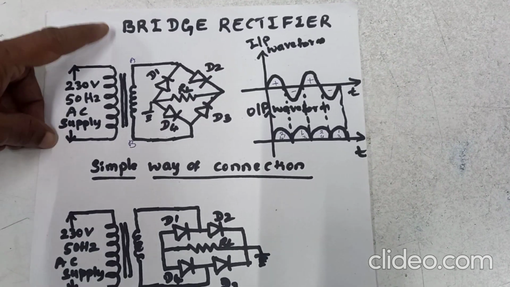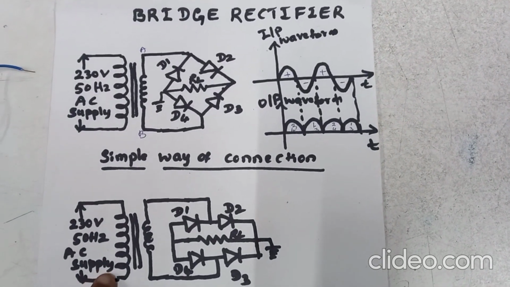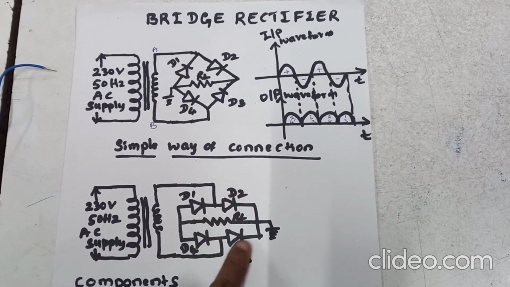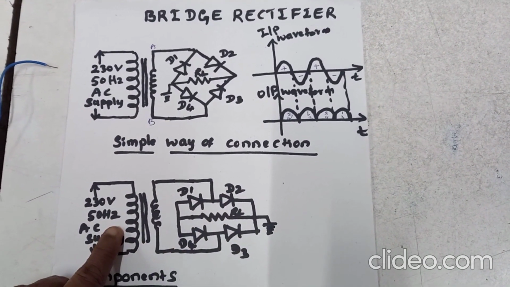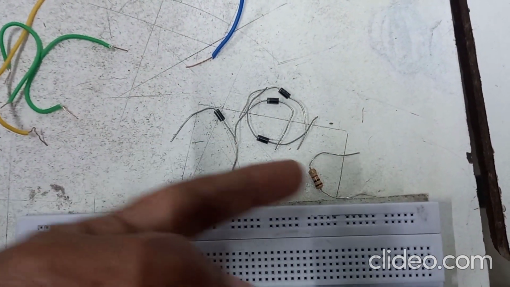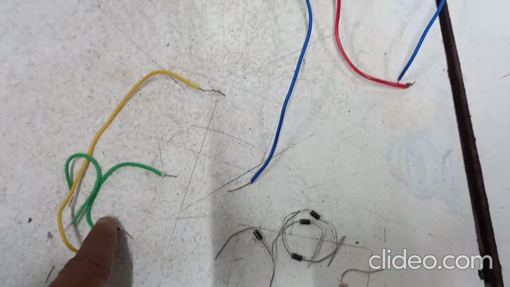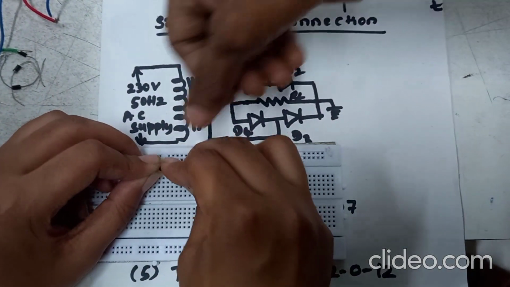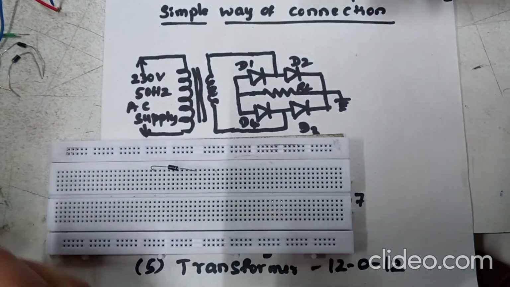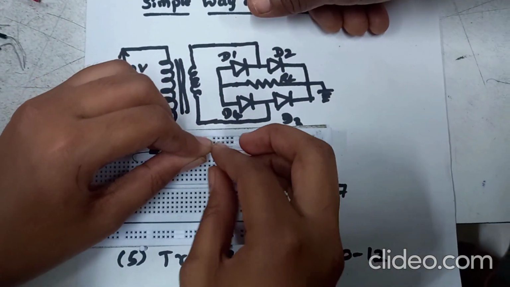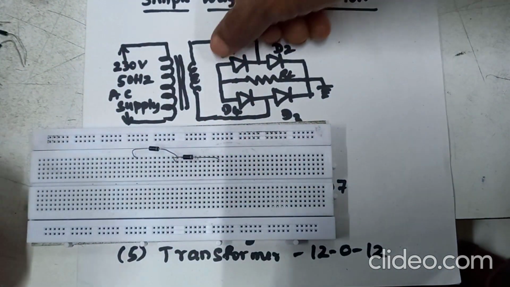Let's conduct an experiment on bridge rectifier. So this is an easy method of connecting the diodes in a bridge format. So D1, D2, D3 and D4, and this is the transformer. For this experiment we need components: 1N4007 diodes, 1 kilo ohm resistor and a few connecting wires, and one transformer and a breadboard. Anode and cathode of the diode we are connecting on the breadboard, and the second diode anode must be connected to the first diode cathode. So the above connection is over.